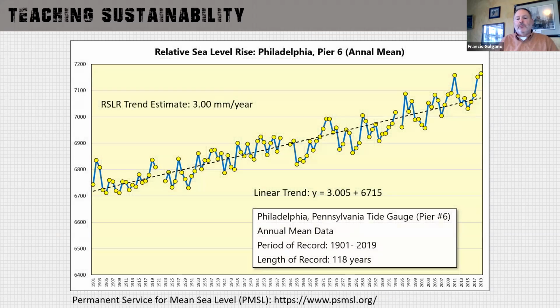The other thing I have them do is I have them go to the permanent service and they download Pier 6. This is Philadelphia's tidal gauge station, and we get the annual means and they plot it. And the way sea level rise, for those of you who don't know, is calculated, this is a simple linear regression put through the points, and we get a linear estimate. And I just downloaded this on Monday, and it's got the latest data, and it's 3 millimeters per year.